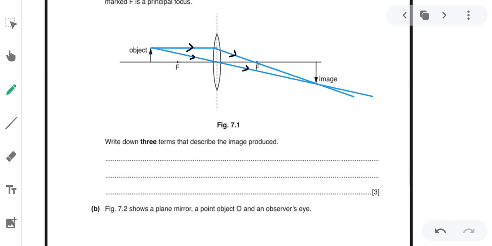If the object and image are in the same direction, like if both point upwards, then we'll say that this is an upright image. Or if both point downwards, still we say that they are upright. But if their direction is opposite, then we say that it is an inverted image. And the third thing that we say is that this is enlarged, real, and inverted. These are the three characteristics of this image.